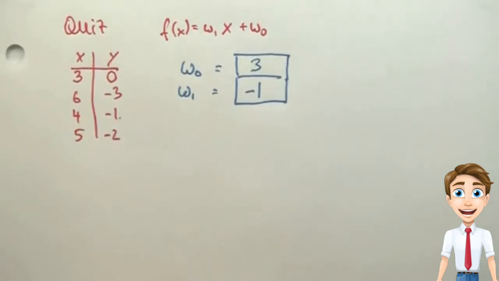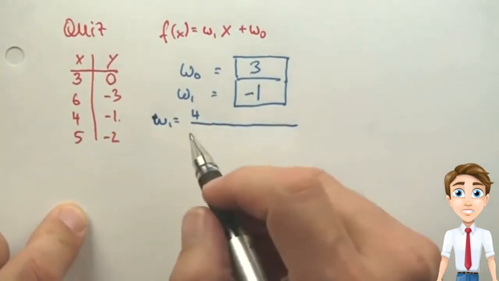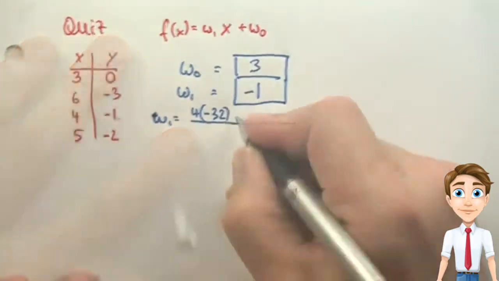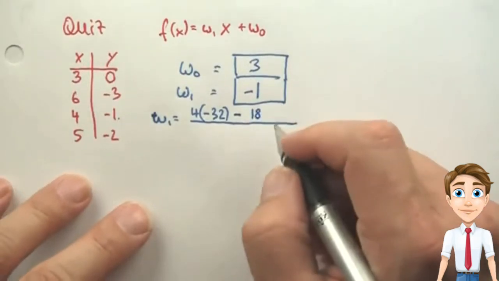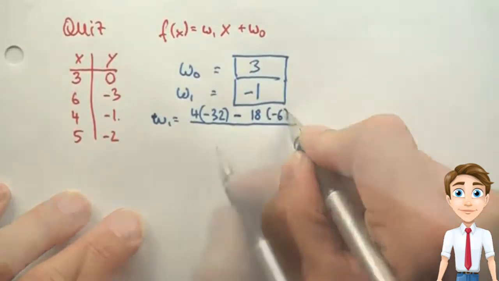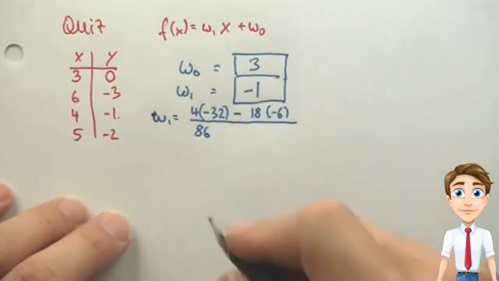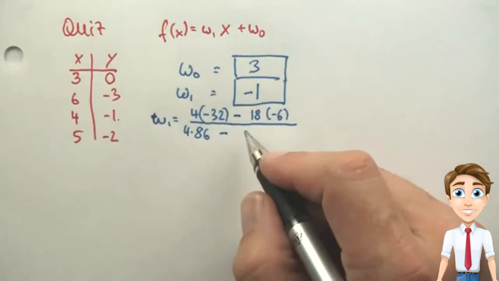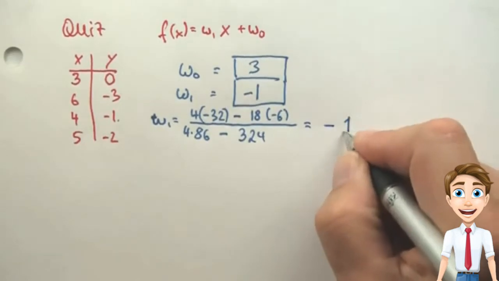I'd like to go back and use those formulas to calculate these two coefficients. We get 4 times the sum of the xy's, which is minus 32, minus the sum of x's, which is 18, times the sum of y's, which is minus 6, divided by the sum of xi squared, which is 86, times 4, minus the sum of x squared, which is 18 times 18, which is 324. And if you work this all out, it becomes minus 1, which is W1.